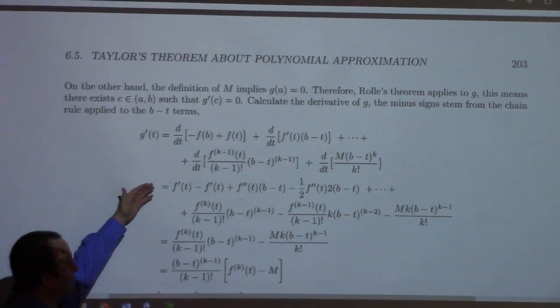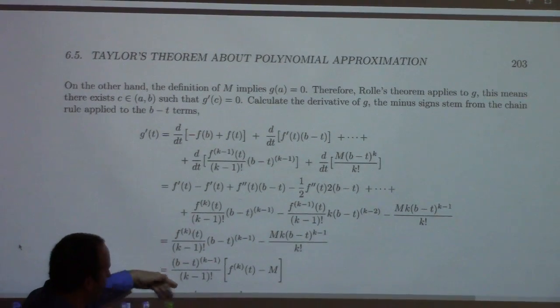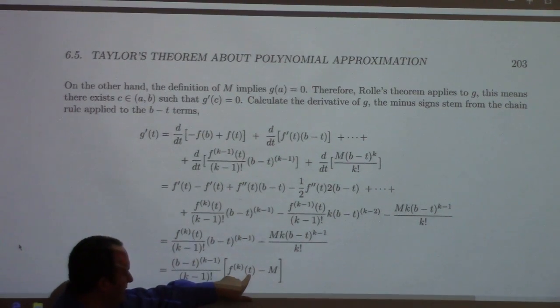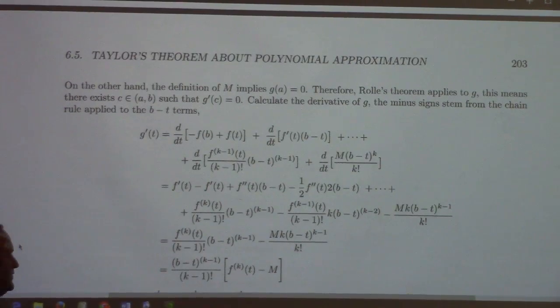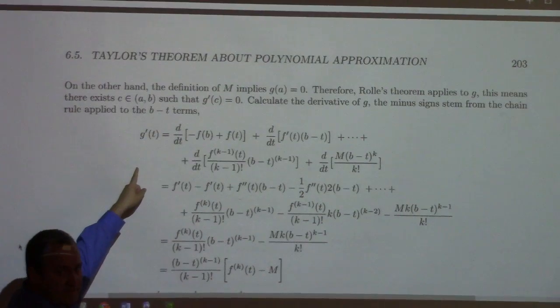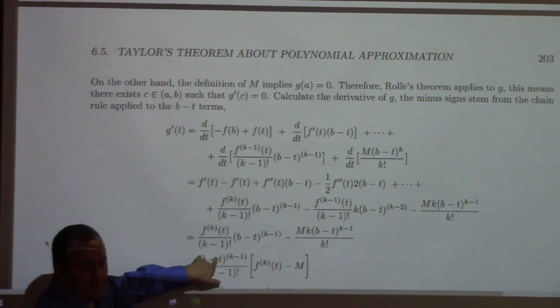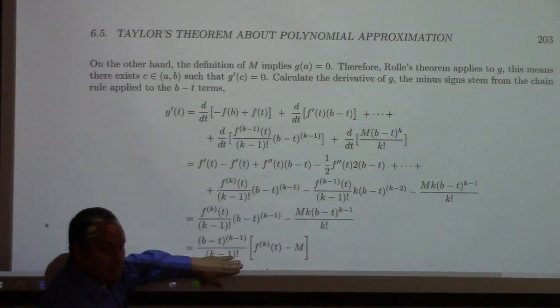But after you do it, and I can't look at this, so let's get through it. After you do the steps, it works out to the kth derivative at t minus m times this stuff, right? So if you plug in c equals 0 here, g prime of c is 0. What's that say? It says that you've got this non-zero thing, because c is not equal to b. It's something between a and b. It's not b itself. So this is a non-zero thing.